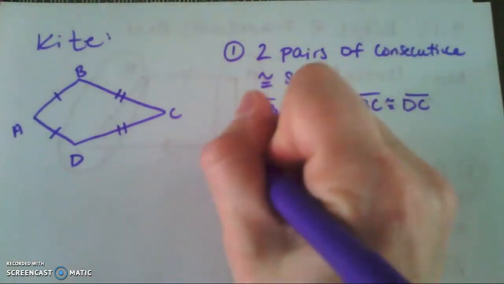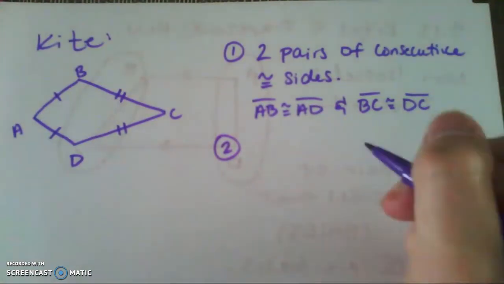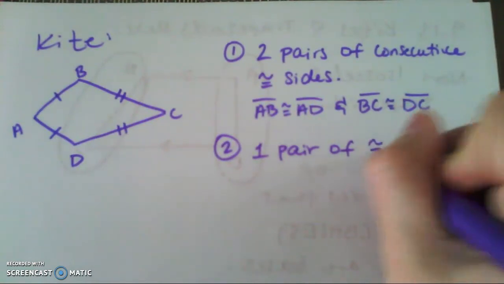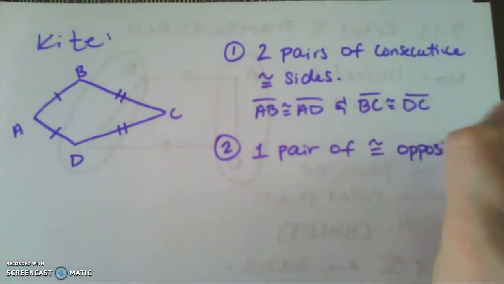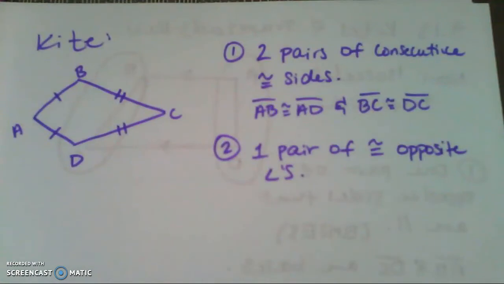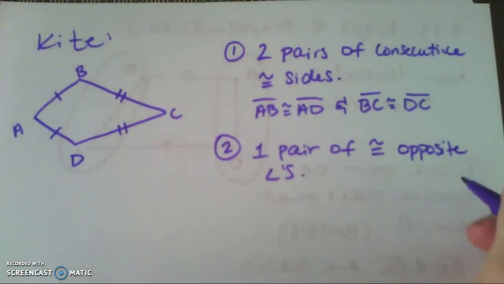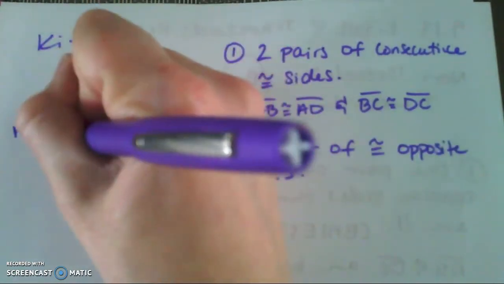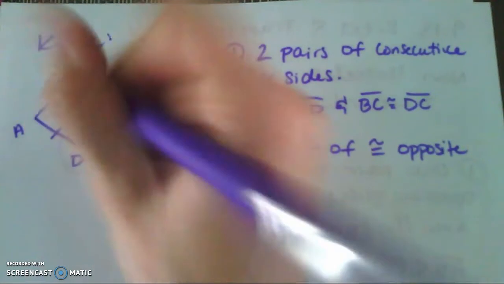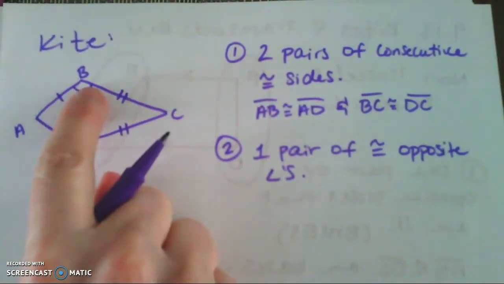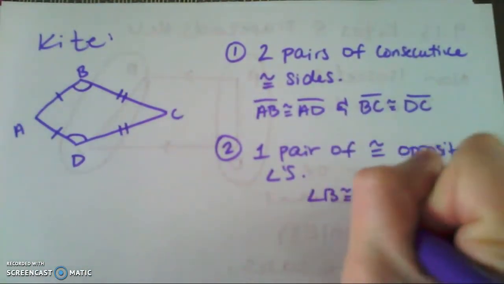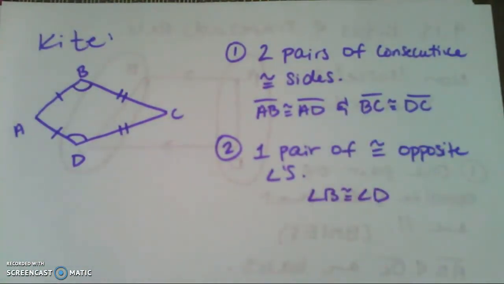The other property of a kite would be that there is 1 pair of congruent opposite angles. Those congruent opposite angles are always going to be the angles that are in between the non-congruent sides. So here would be non-congruent sides here. So angle B is going to be congruent to angle D. So those angles will always be in between those non-congruent sides.